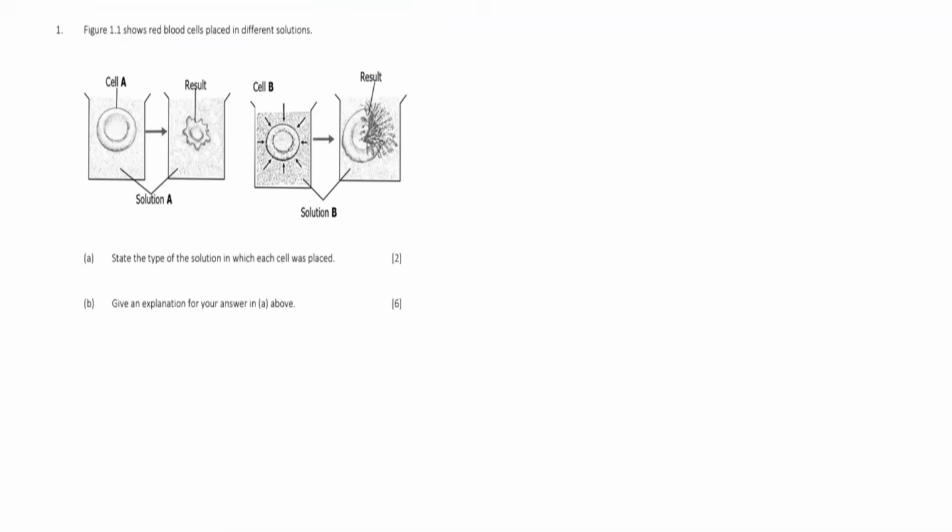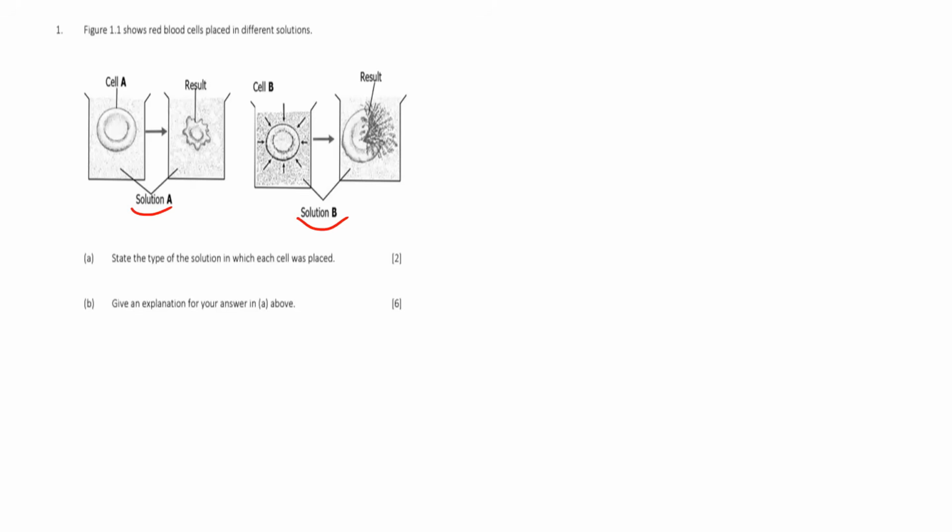Then let us look at this question. The figures show red blood cells placed in different solutions. So here we have a situation where the animal cell is placed in different solutions, solution A and solution B. State the type of solution in which each cell was placed.